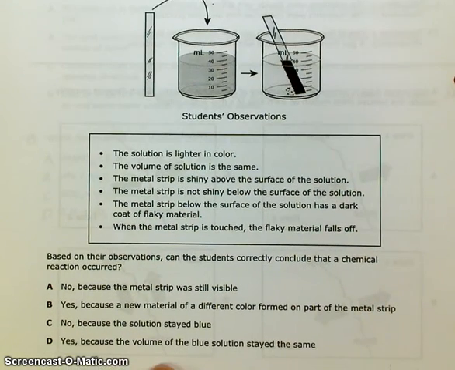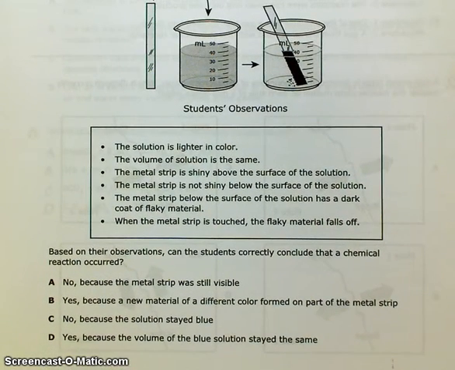Based on their observations, can the students correctly conclude that a chemical reaction occurred? A. No, because the metal strip was still visible. B. Yes, because a new material of a different color formed on part of the metal strip. C. No, because the solution stayed blue. D. Yes, because the volume of the blue solution stayed the same.